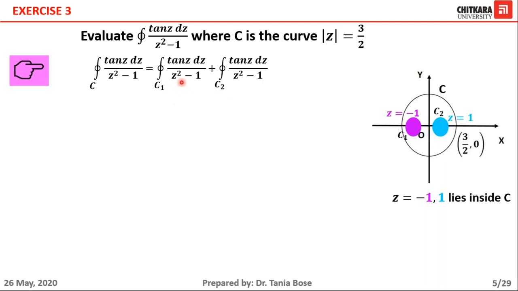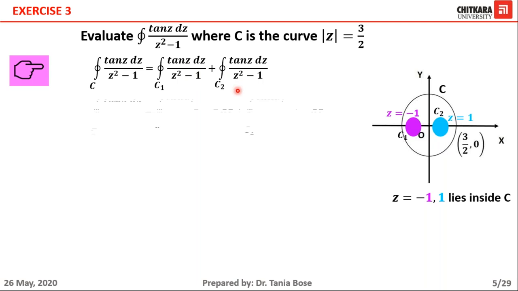Now let us calculate both these integrals separately. But before we calculate, you must be clear that in the denominator, there should be only one term, right? And that term corresponds to the singularity point. So we have to rearrange the terms in such a way that we are only left with one term in the denominator in both the integrals.